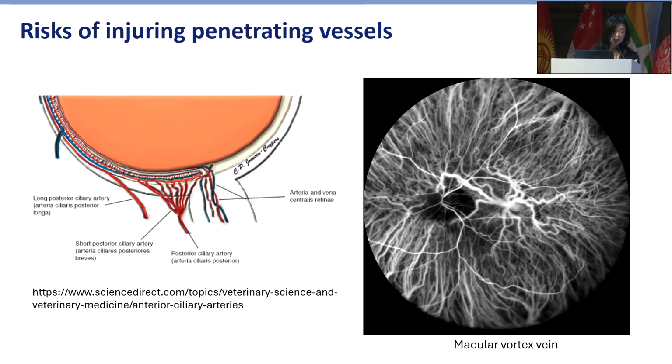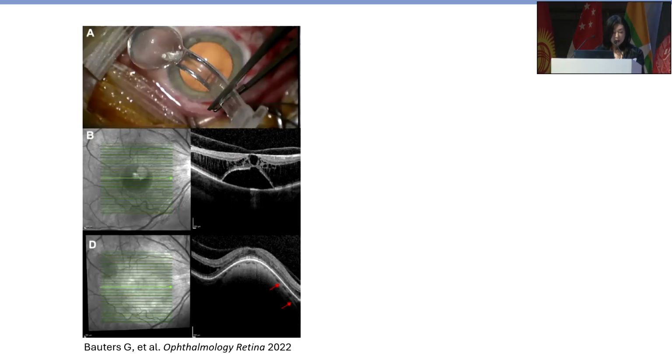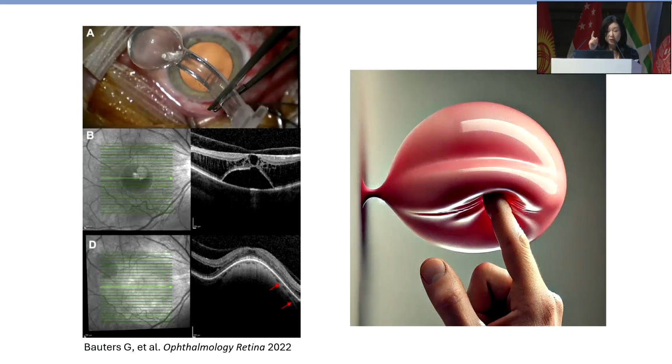Macular buckling has risks of developing macular atrophy over time, and the procedure also carries a risk of injuring penetrating vessels. Numerous branches of posterior ciliary arteries penetrate the sclera in the macular area. Furthermore, approximately a quarter of highly myopic eyes feature a macular vortex vein, which is also susceptible to injury by macular buckling. And finally, macular buckling may exacerbate mechanical damage to the optic nerve. This is analogous to pressing a balloon with fingers. When one area is compressed, surrounding regions bulge outward more prominently.